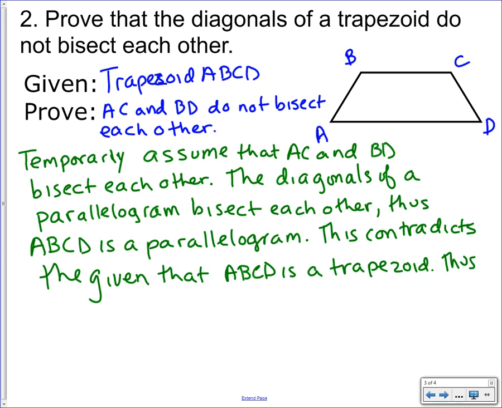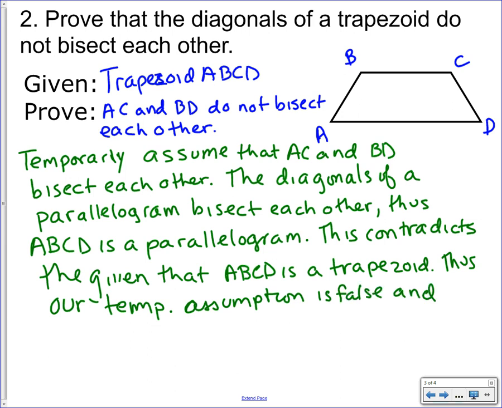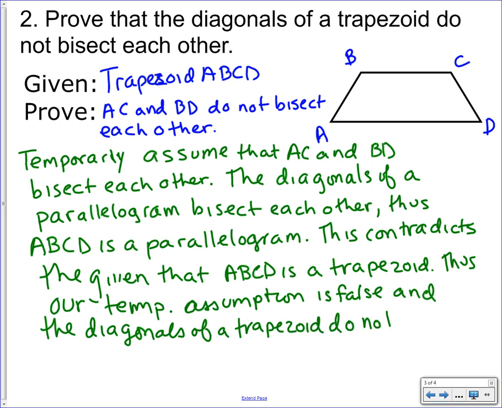Thus, our temporary assumption is false, and the diagonals of a trapezoid do not bisect each other.